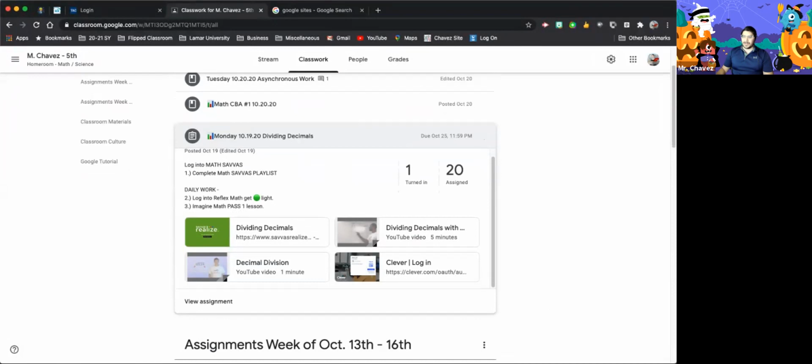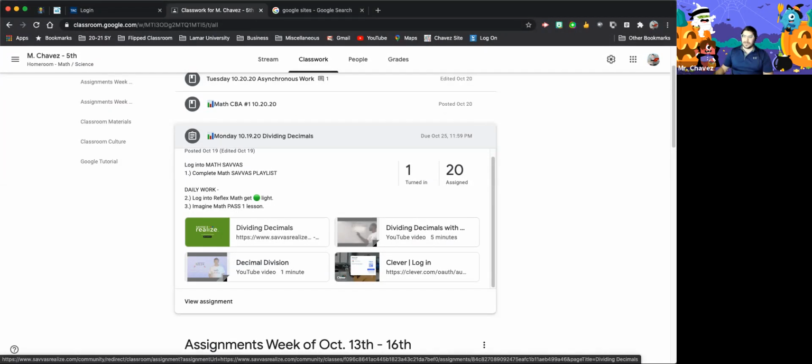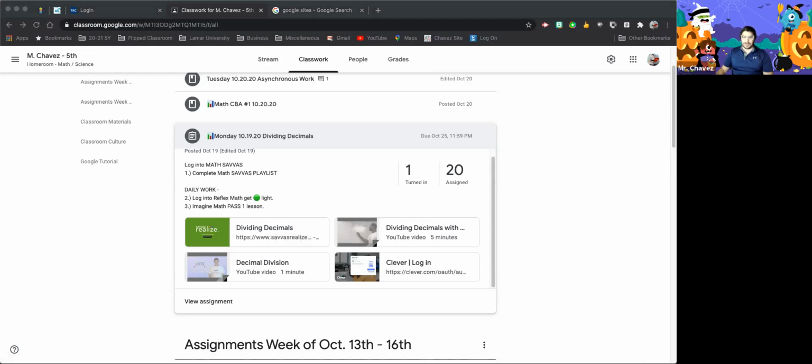We're going to log on to Reflex, get our green light. Be sure you go to Imagine Math, pass one lesson. Remember, that's daily. That's something you should be doing every single day. Every day, Monday, Tuesday, Wednesday, Thursday, and Friday. Reflex and Imagine Math. We're going to continue working on our Savvas, on our dividing decimals. Okay, we should already have finished number 2. And so, I'll go into more detail on the other assignments that you guys have to do. So that's what we're going to be doing today, right here, our dividing decimals.